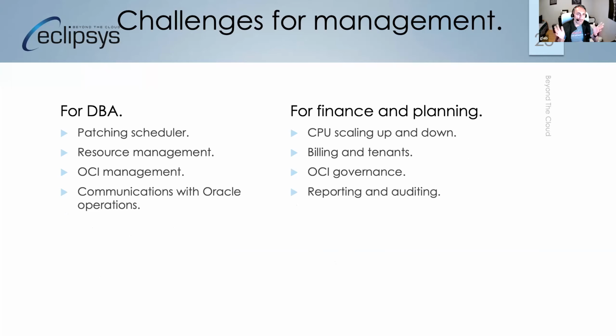For management, the patch schedule for DBAs is extremely important, as are resource management and OCI management. Communication with Oracle operations: try to communicate as much as possible. Everybody is trying to help you. Nobody is working against you. We just need to keep that in mind. For finance and planning, CPU scaling up and down, billing, and OCI governance are important, because you don't want to pay because somebody increased your CPU allocation to 100 and forgot about that. You will get a huge bill from Oracle by the end of the month.